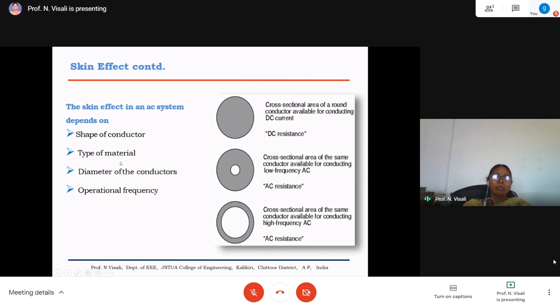Because of this skin effect, in the outer portion the current density is more, and in the inner portion the current density is less. Because of that, the resistance of the conductor increases. The cross-section of the same conductor is available for conducting low frequency AC, and high frequency AC has higher resistance.